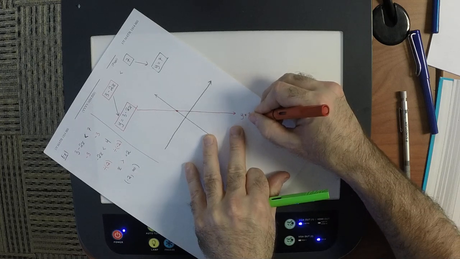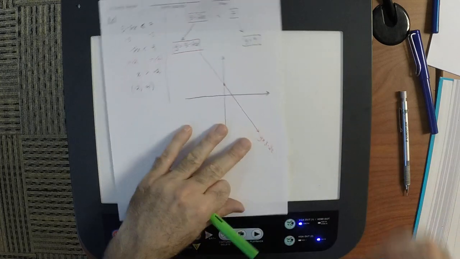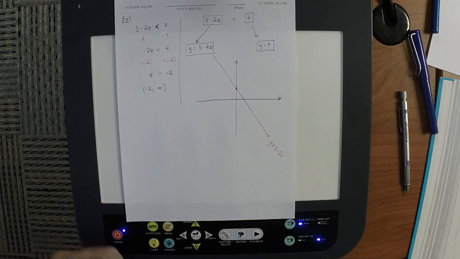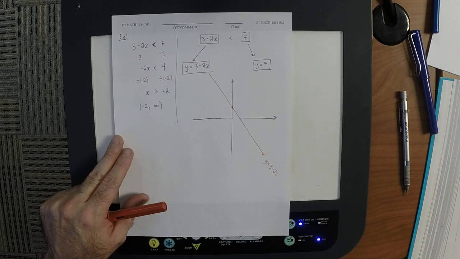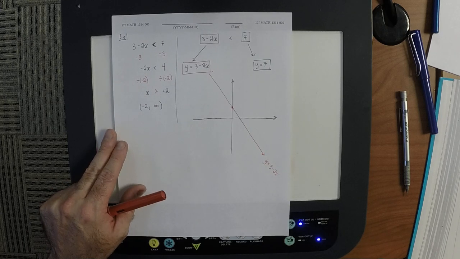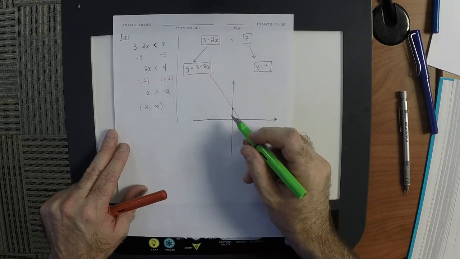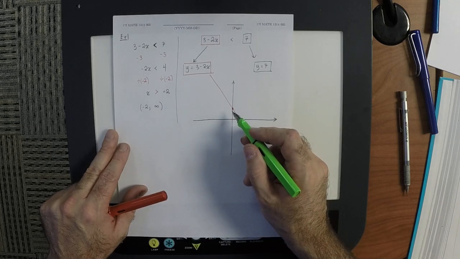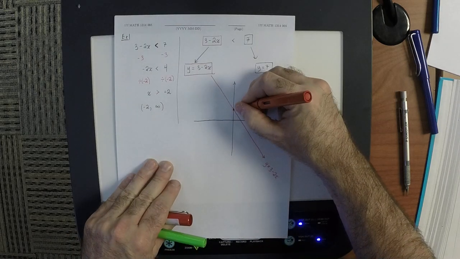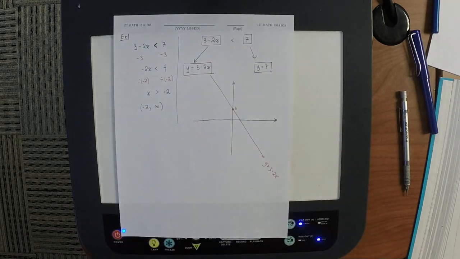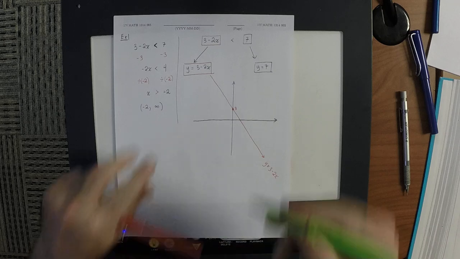So y is 3 minus 2x. And then how does the green one look? Horizontal line above the origin. Is it above this intercept? It is, right? Because what's this intercept? 3. So it's got to be above that one. So it's got to be up here.